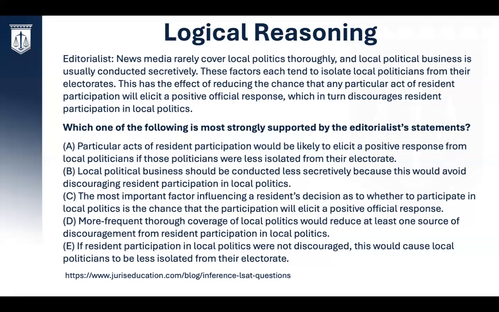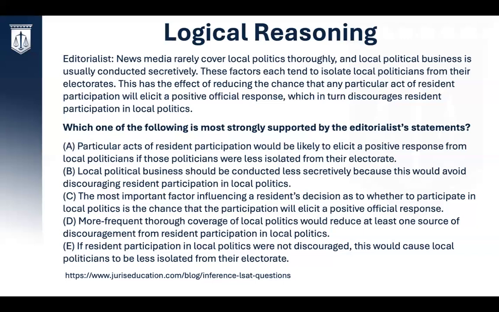So how about we do 1 minute of going, well, we can go through them all together. That's going to be better. Okay. Again, I'm not going to read it every time, though. I'm not going to do my whole method. The second, B, local political business should be conducted less secretively because this would avoid discouraging resident participation in local politics. It seems like they're arguing that it shouldn't be secret, so I would leave that on the list.